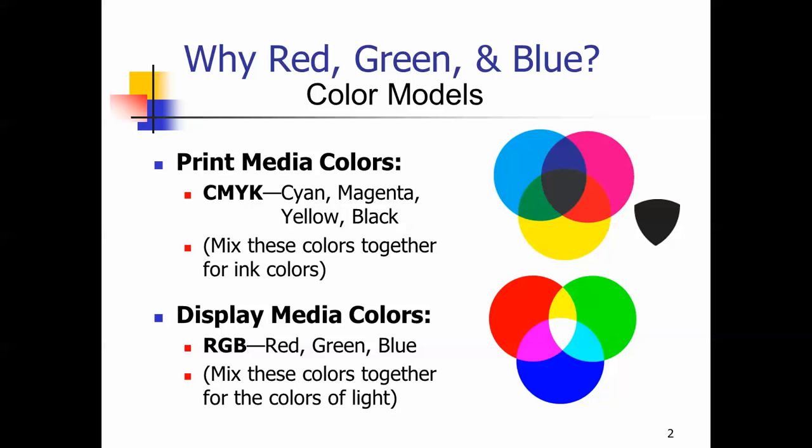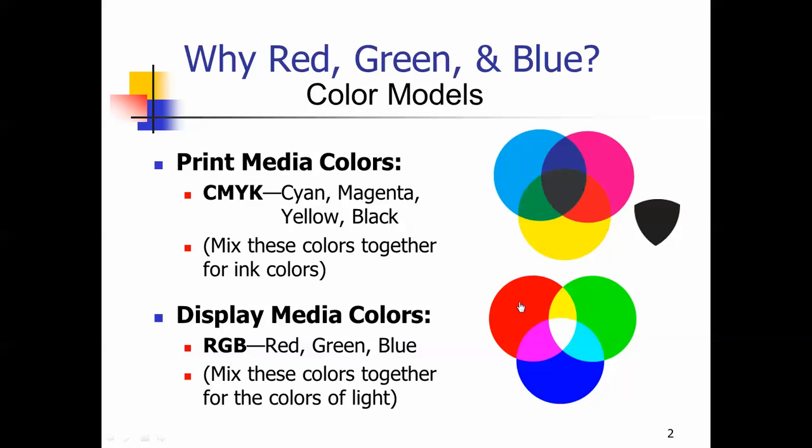Okay, so now we're going to talk about web color. Web color is different from print color. So to begin with, we use RGB. That's our color model. Print media colors are CMYK, or cyan, yellow, magenta, and black. Okay, now display media colors are RGB, and our monitors are the display, and we use those for the web.